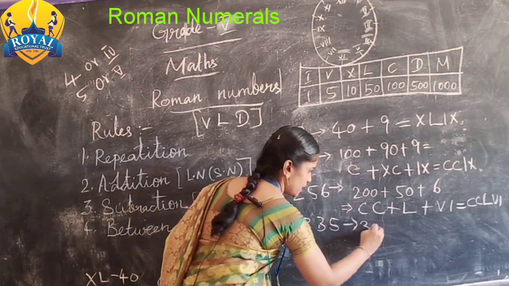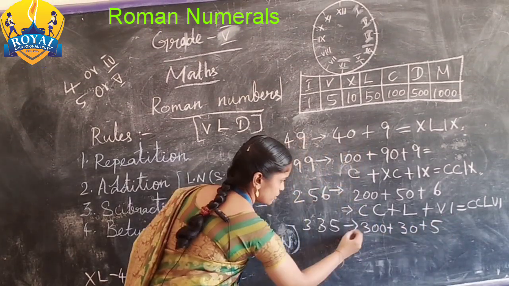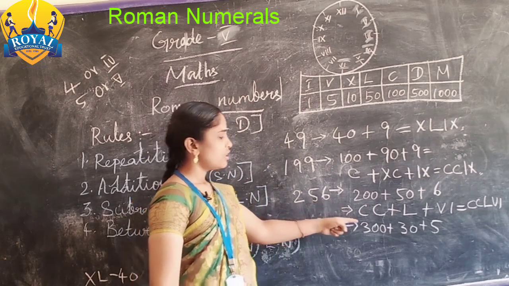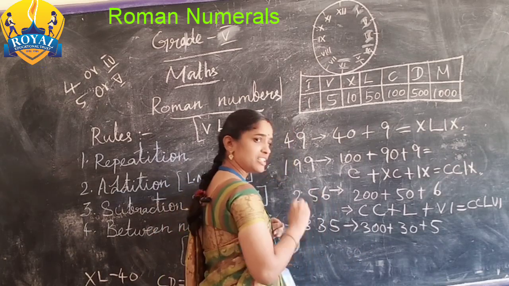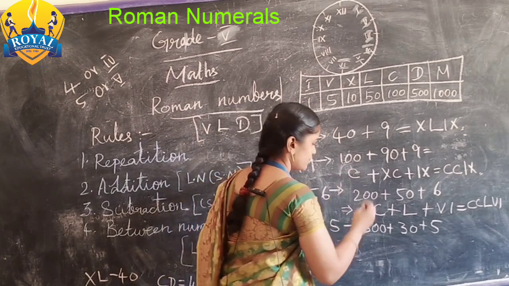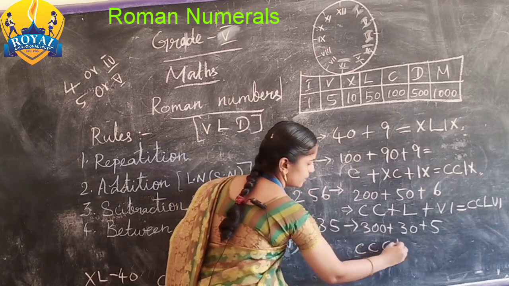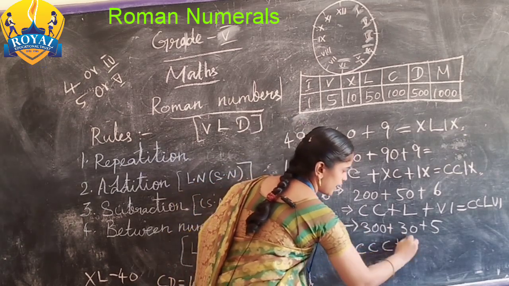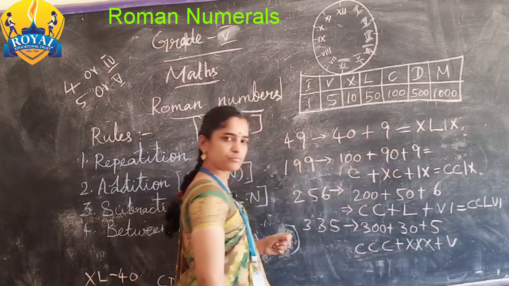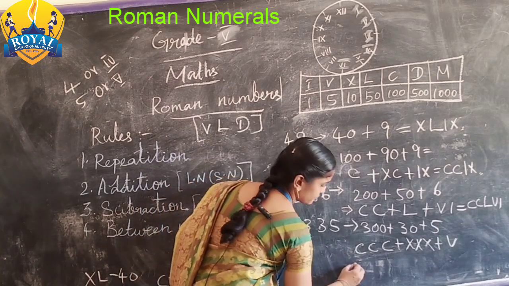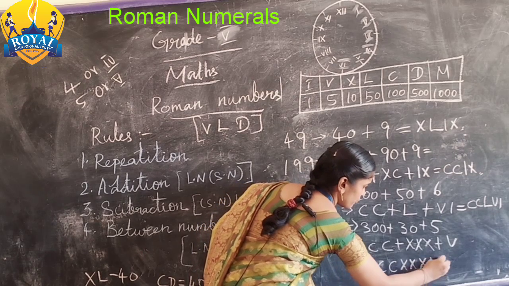The next one, 335. Here, 300 plus 30 plus 5. Look, student, C indicates 100, so 3 times we will write C for 300. Then 30 means XXX, and 5 means V. Then we get CCCXXXV.